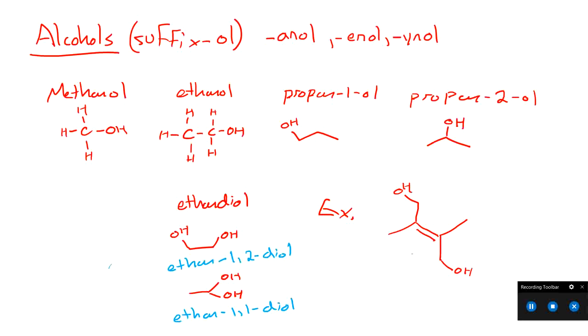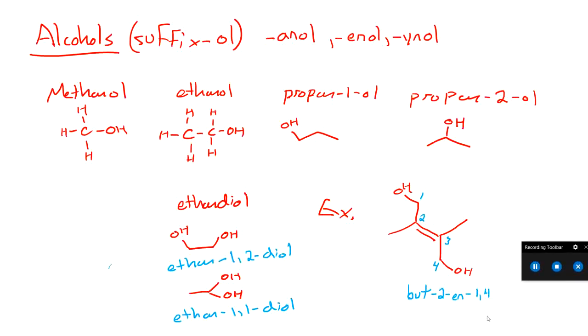Okay, so the first thing we do is label our longest carbon chain. Now we want our functional groups present in the carbon chain. So 1, 2, 3, 4. We have an OH on 1, we have an OH on 4, and we have a double bond between 2 and 3. So 4 carbons, our root word here is going to be but. It's going to be but-2-en, because there's a double bond on 2, then 1,4-diol, because there are 2 alcohols on carbon 1 and carbon 4.